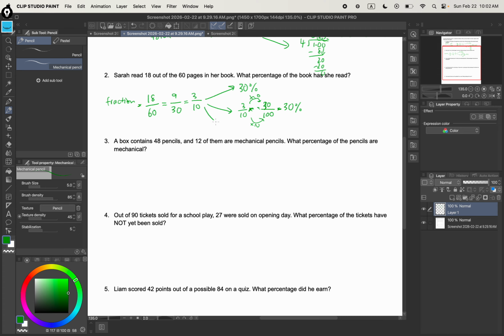Or you can do the last way, which is the way that always works. Top divided by bottom. 10 doesn't fit into 3, decimal, decimal. 10 fits into 30 3 times. Multiply, get 0. Then I have to multiply that by 100 or move my decimal 2 times to the right to get a percentage. So I end up with 30%.